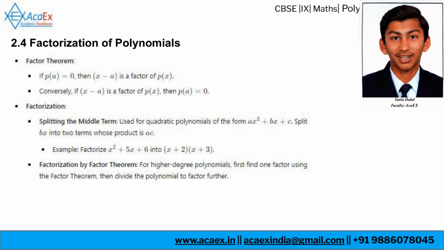Factorization by splitting the middle term. This method is used for quadratic polynomials of the form x squared plus bx plus c. We split the middle term, bx, into two terms whose product is ac. Example: factorize x squared plus 5x plus 6 into (x plus 2) times (x plus 3).